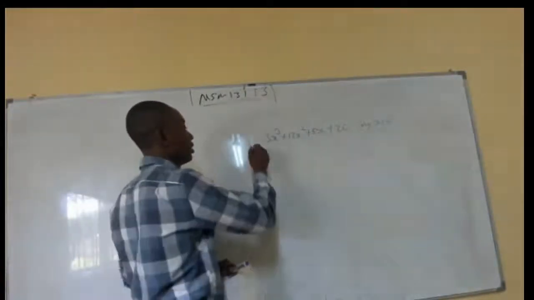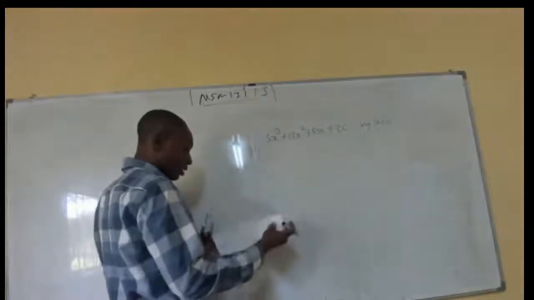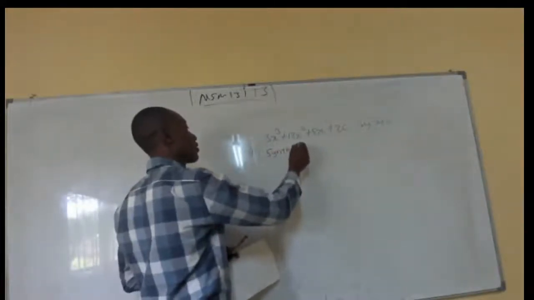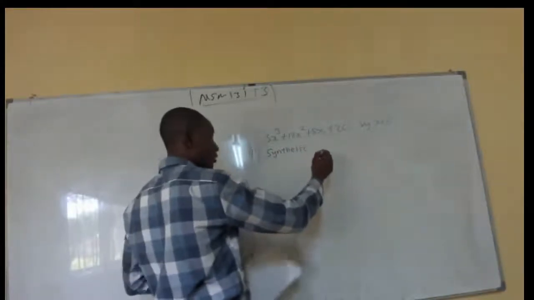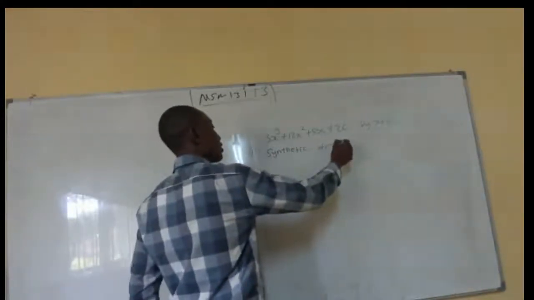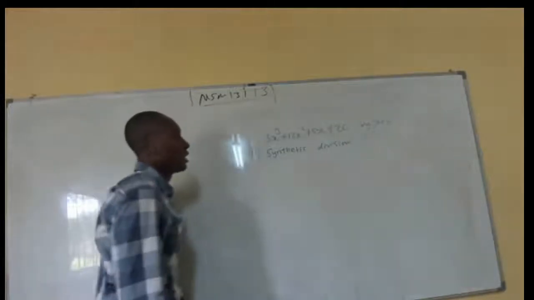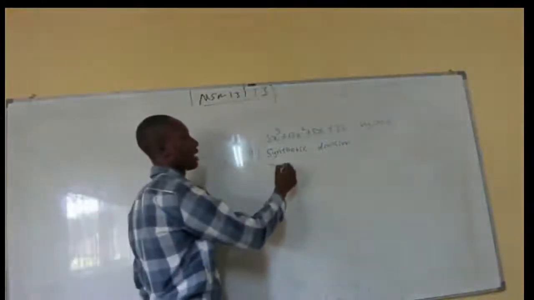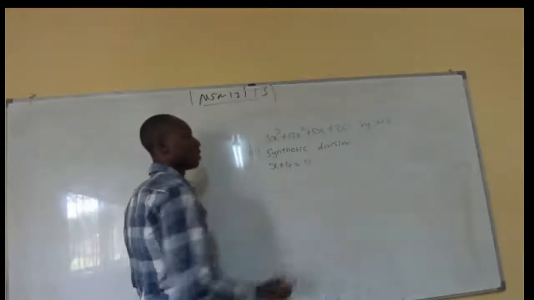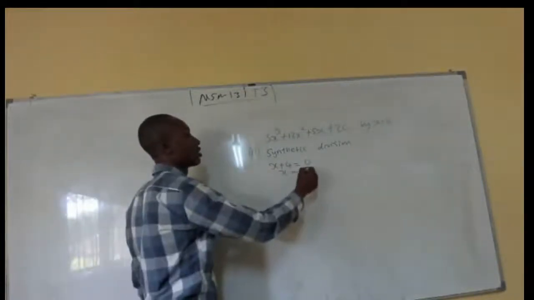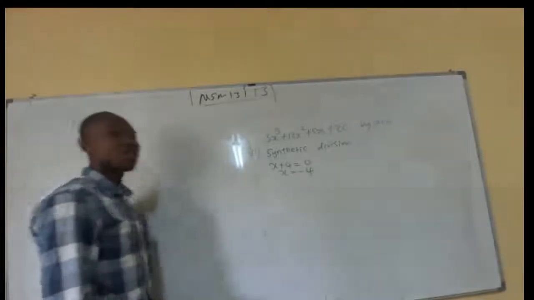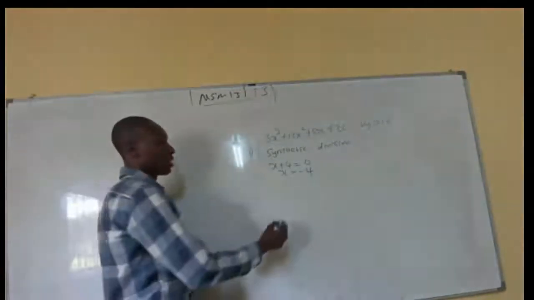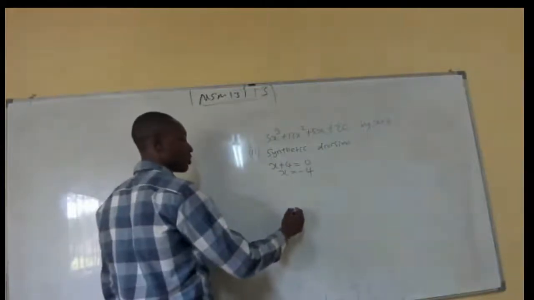So, part 2 says synthetic division. Alright, so synthetic, the first thing that I'm going to do is I'm going to say x plus 4 should be equal to 0. Alright, so that we have x being equal to negative 4. So this negative 4 is what I'm going to use in my synthetic division. So synthetic division requires us to draw something like this.